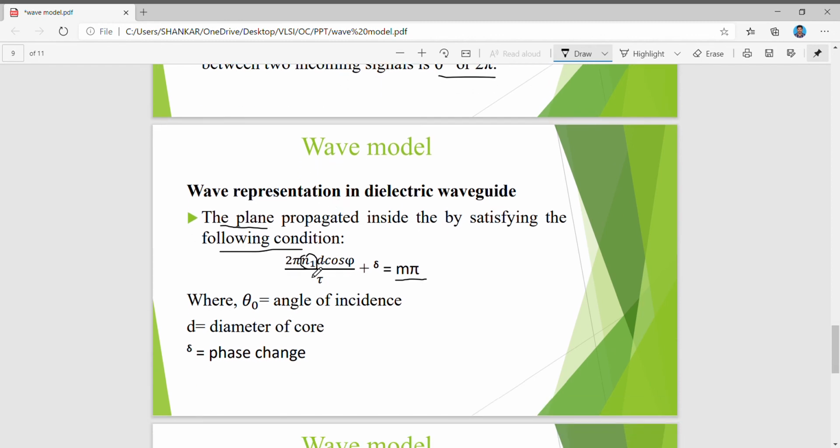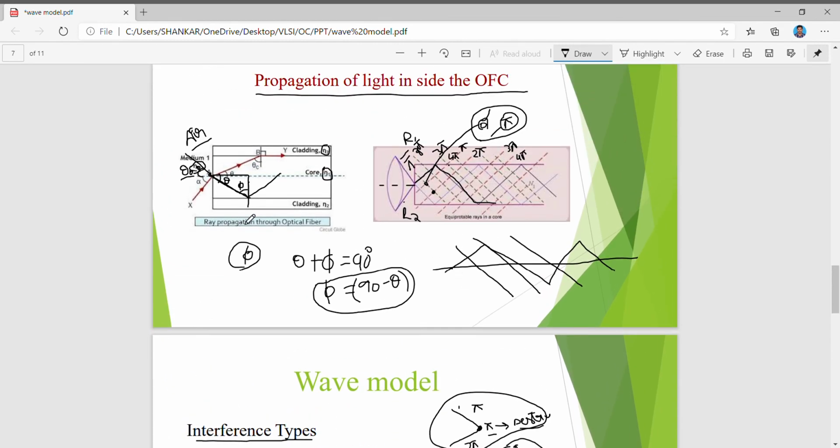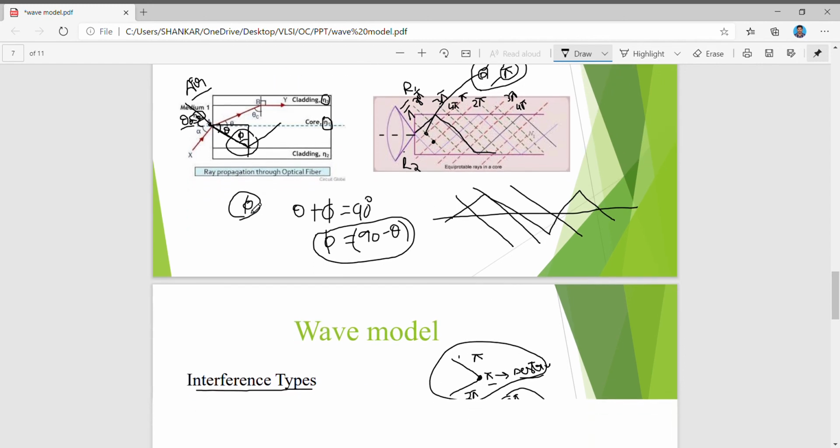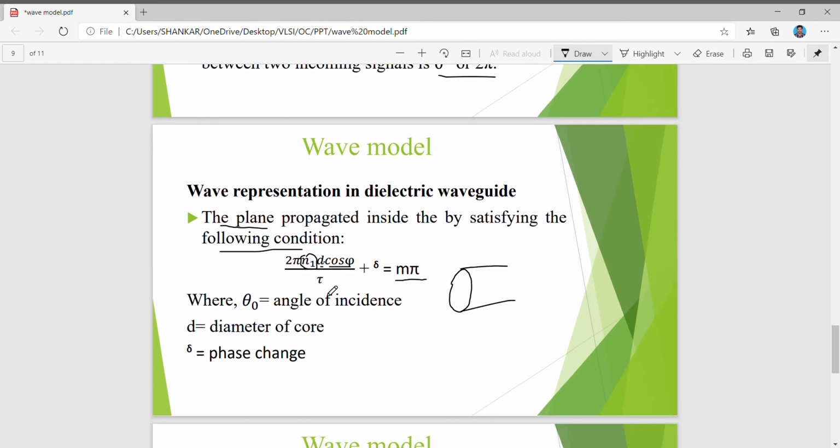The core has the refractive index of n1, and d represents the diameter of the core. It is having some diameter, which is represented as d. And cos phi, phi is represented as the angle of incidence at the core-cladding boundary. Lambda represents the wavelength of the signal, and delta represents the phase change, how much the signal phase changes.